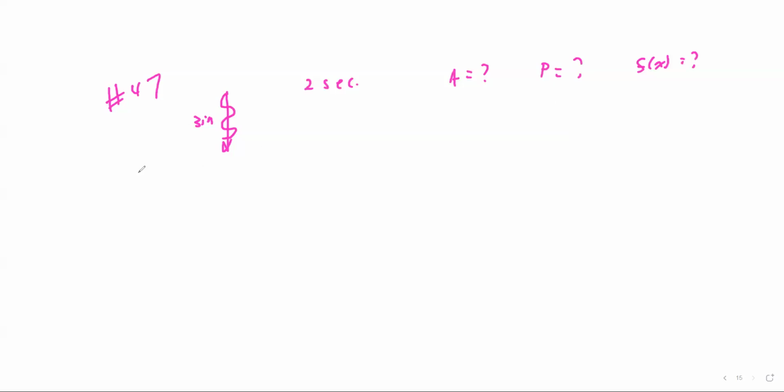All right. So amplitude is pretty easy. This is the amplitude, how far it is stretched. So there's your 3, which represents the A value. All right. And then our period, this is our period. It takes 2 seconds to do that. So 2 seconds is your period.